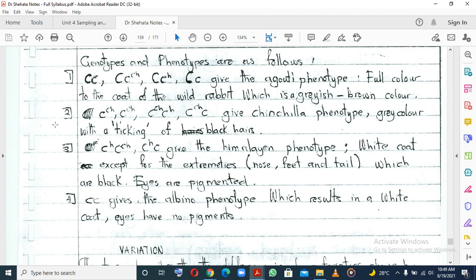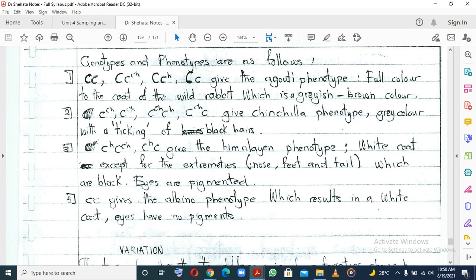Now, when you have chinchilla and chinchilla, for the first two there shouldn't be a comma. It should be chinchilla and chinchilla. Since the chinchilla are homozygous, this is going to have a chinchilla phenotype. Then the other one, you've got chinchilla and Himalayan. You know that chinchilla is more dominant over Himalayan. Then chinchilla with the albino, you're going to get the chinchilla phenotype. So really, that's pretty much about it. It's just about appreciating these things.